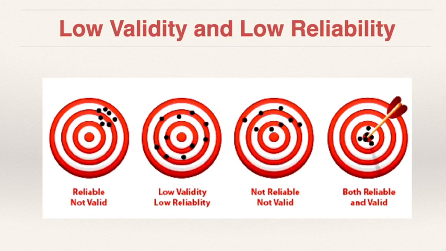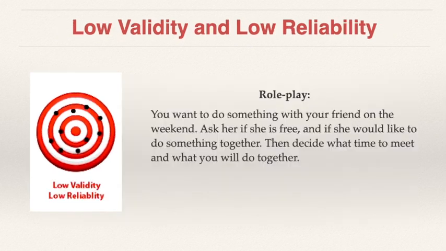Next, let's consider a test problem that has low validity and low reliability. This is shown on the target because the dots kind of circle the center, but they are far apart. They are not very much on target and they are not producing consistent scores. What kind of test or assessment might have low validity and low reliability? An example might be asking a pair of students to perform a very short role play.